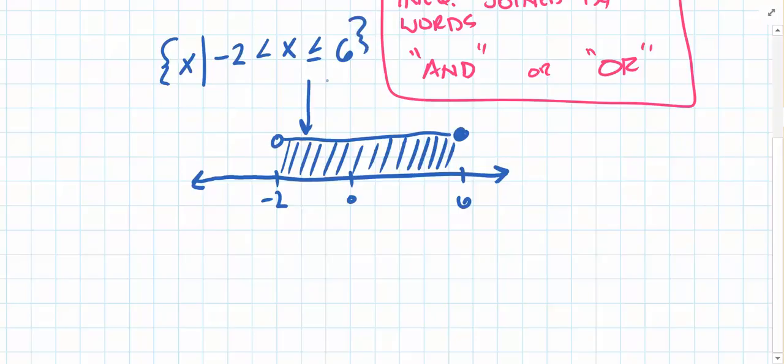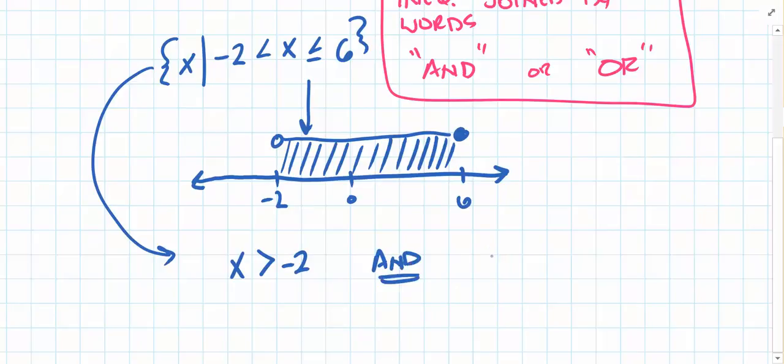So what we're doing is putting these two statements into one. We're saying that x is greater than -2, and at the same time, we are saying that x is less than or equal to 6. You guys see that? We're saying these two statements, right? And the way that we would write these two statements is in that set notation up above, right? We're saying -2 is less than x, which is less than or equal to 6.